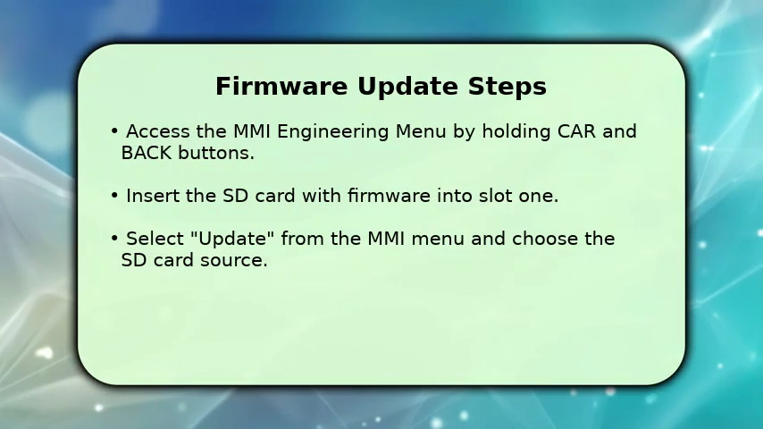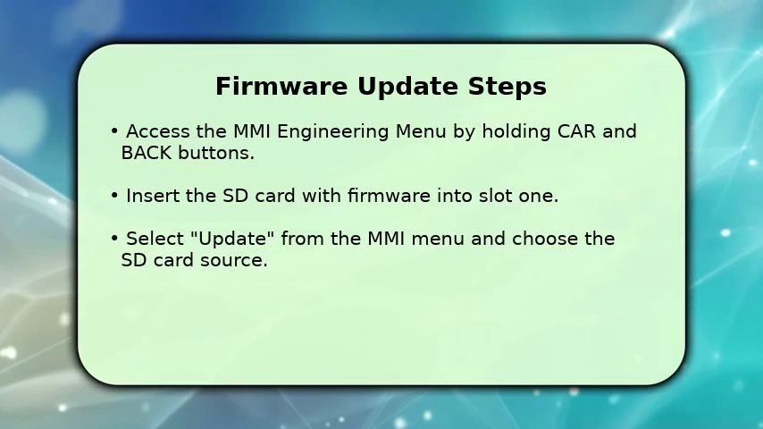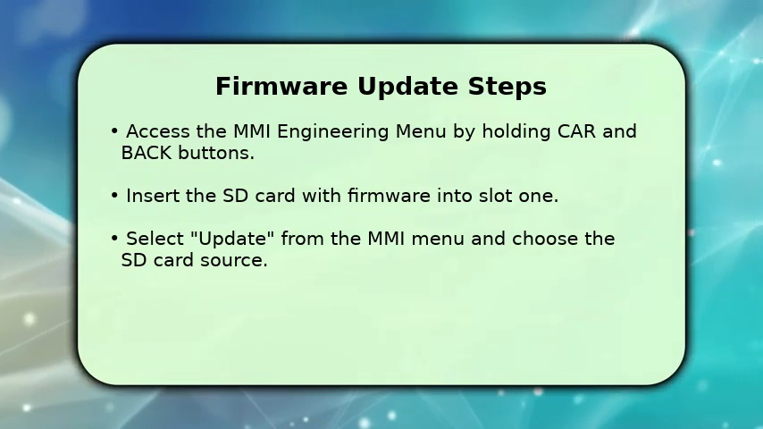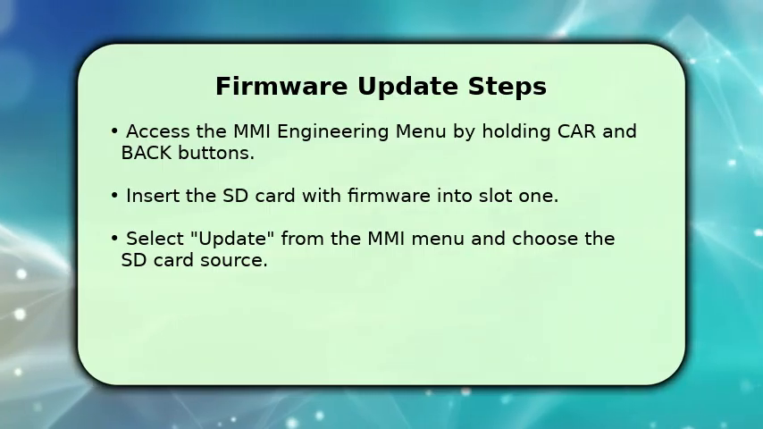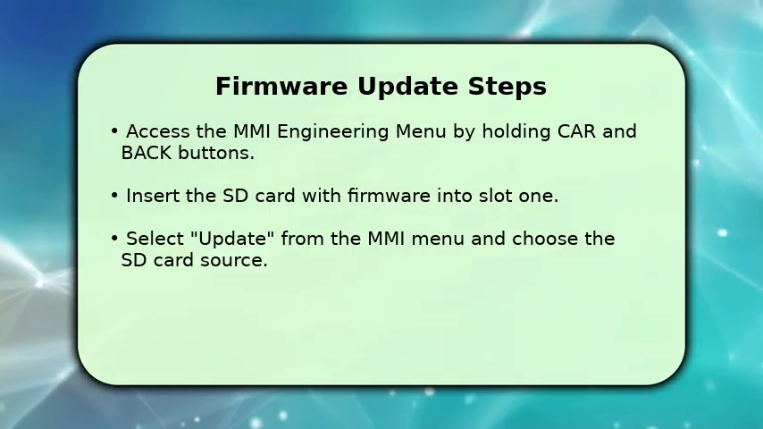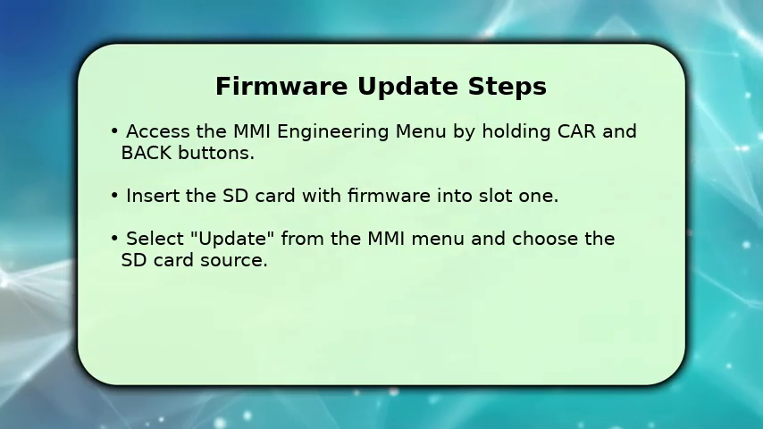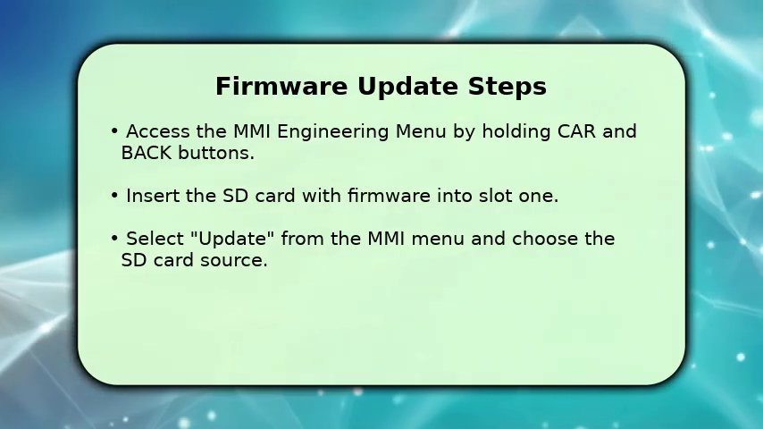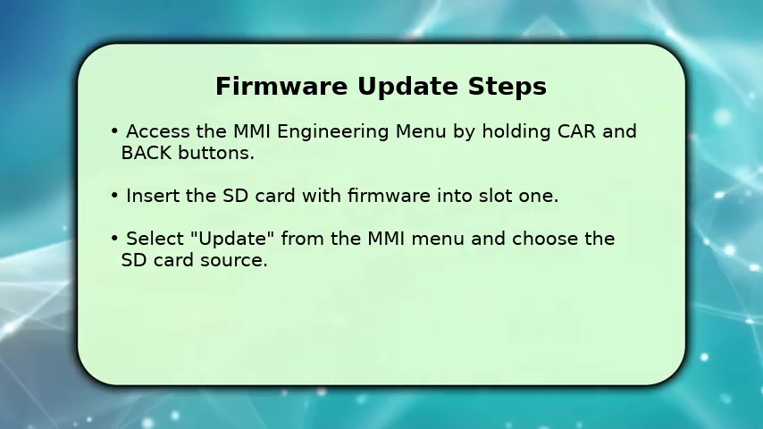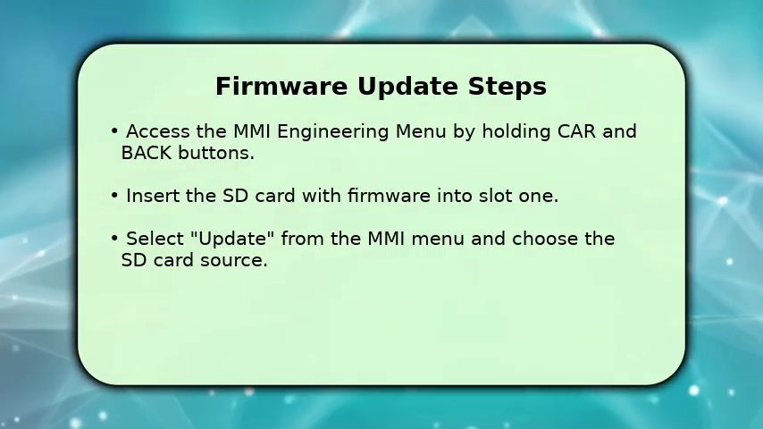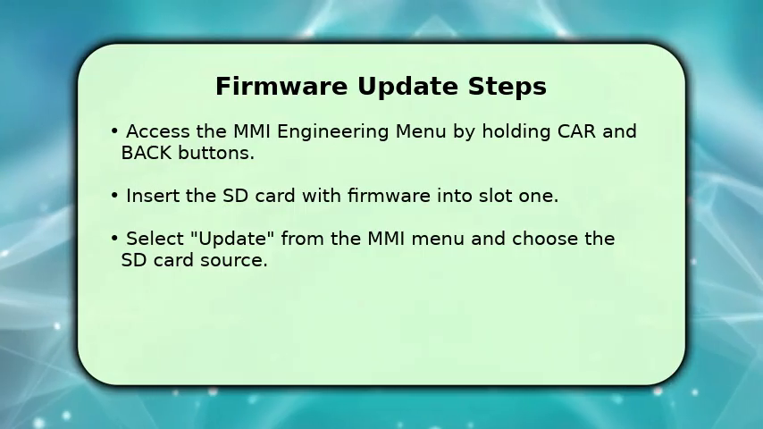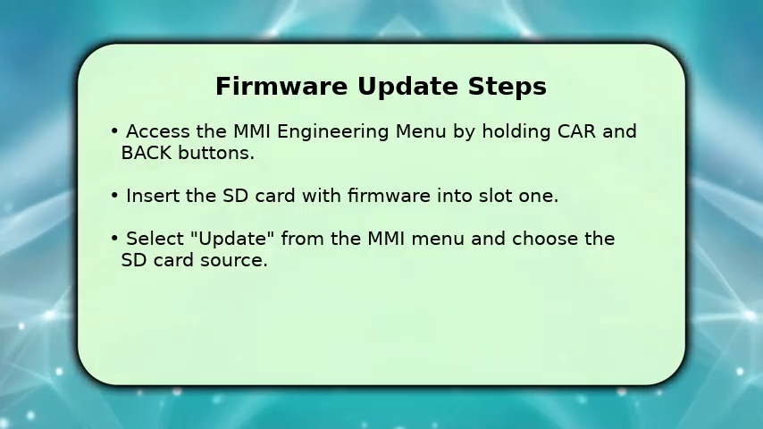Now, let's proceed with the firmware update. To access the engineering menu, press and hold the CAR button and the back button simultaneously for a few seconds. Once in the menu, insert your SD card containing the firmware into slot 1. Navigate to the update option on your MMI screen and select SD1 as the source. Carefully follow the on-screen instructions to begin the firmware installation, which may take up to 20 minutes.